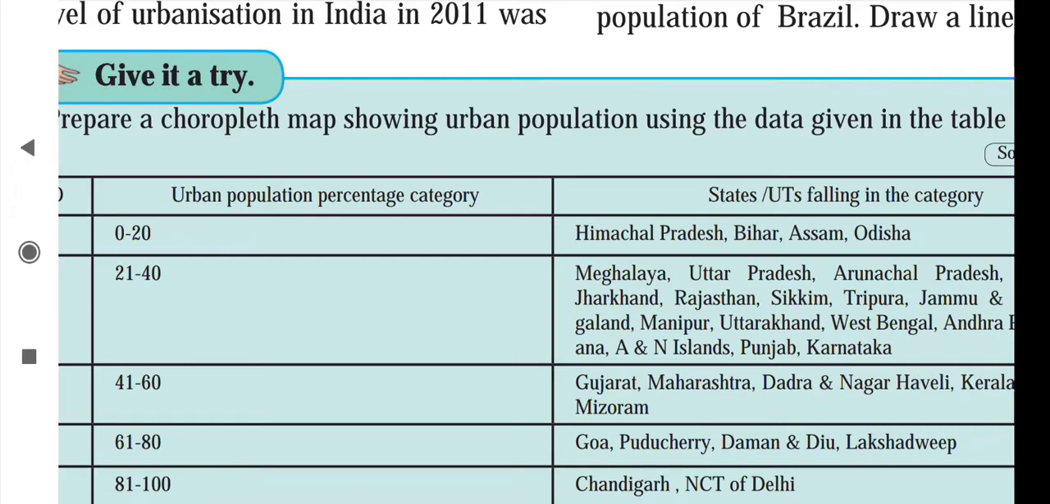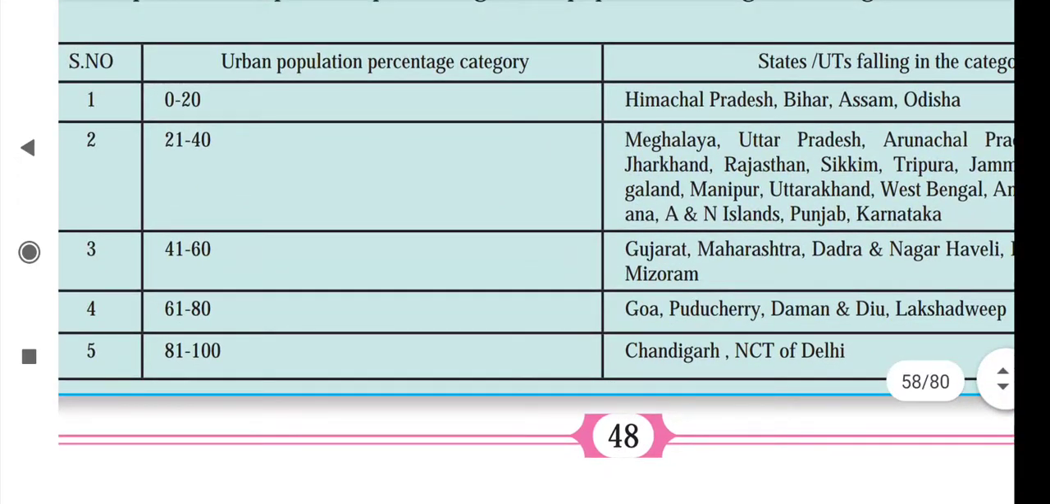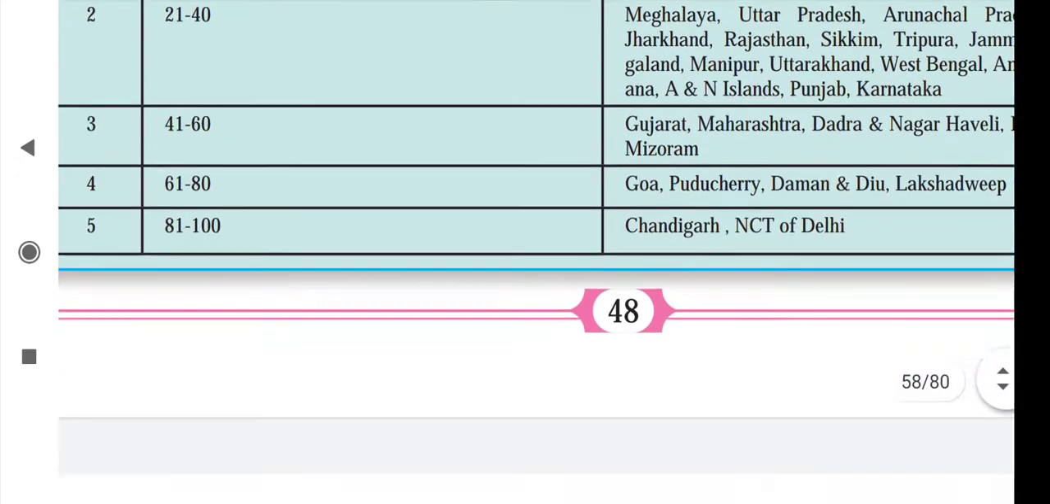How to prepare the Choropleth map? In our earlier chapters we have seen that we have to do color shading. So for 81 to 100 we have to use a dark color, meaning Chandigarh and Delhi, those places you have to show with the dark color. Use the same color shades, dark color, then fainter colors. For 61 to 80 you will take a little bit fainter than 81 to 100. In this way you have to prepare the Choropleth map.